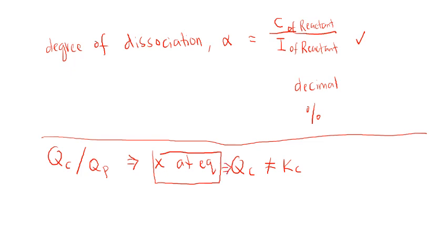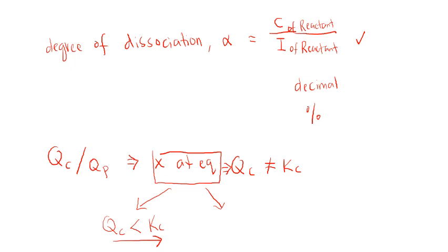When it is not at equilibrium, we have two possibilities. If Qc is smaller than Kc, the reaction is moving to the right to achieve equilibrium. On the other hand, if Qc is more than Kc, it means the reaction will go to the left to achieve equilibrium. So that's all for the calculation part.